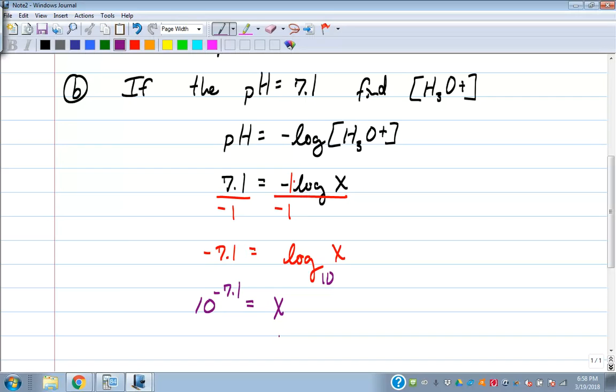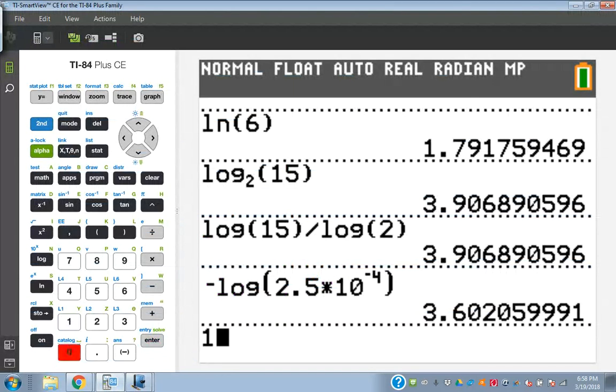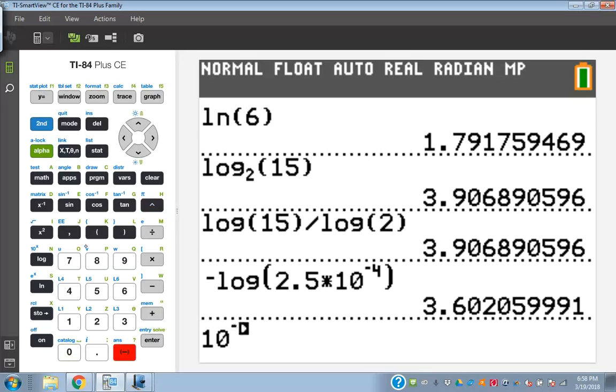So x has got to be over here. Oh, wait. That's the number. That's what x is. By just rewriting, we didn't actually do much calculation after dividing by -1. Without doing any calculations there, just rewriting it as an exponential, we found out x was 10 to the negative 7.1.